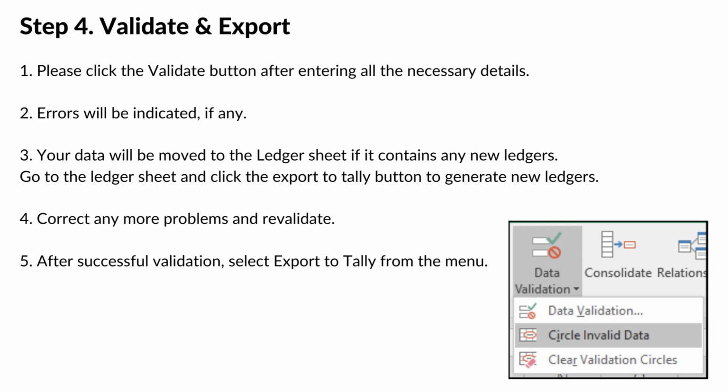1. Please click the Validate button after entering all the necessary details. 2. Errors will be indicated, if any. 3. Your data will be moved to the ledger sheet if it contains any new ledgers. Go to the ledger sheet and click the Export to Tally button to generate new ledgers.